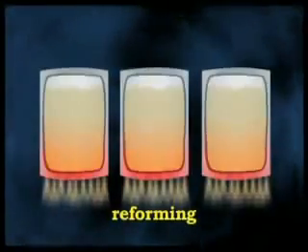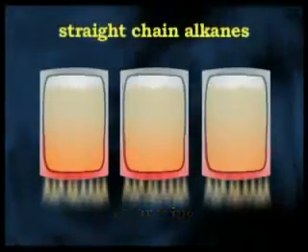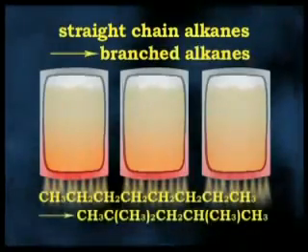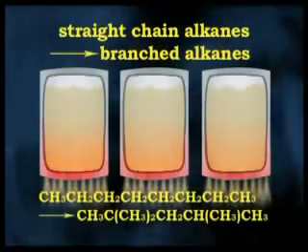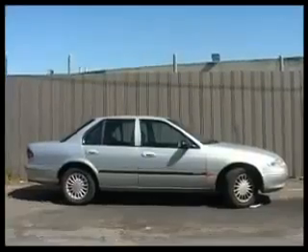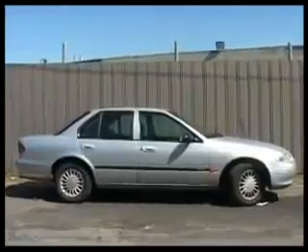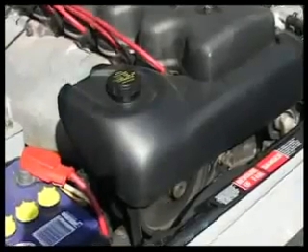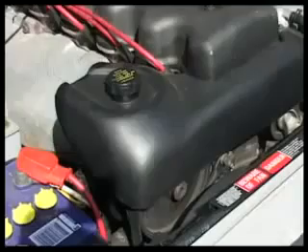Reforming involves the breaking of straight chain alkanes into branched alkanes. The branched chain alkanes in the 6 to 10 carbon atom range are preferred as car fuel. These alkanes vaporize easily in the engine's combustion chamber without forming droplets and are less prone to premature ignition, which affects the engine's operation.